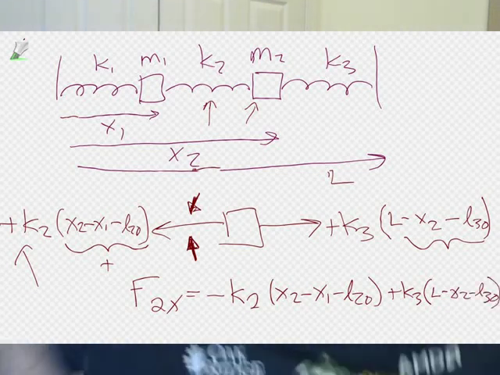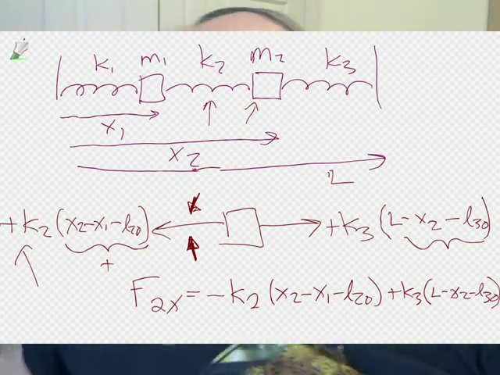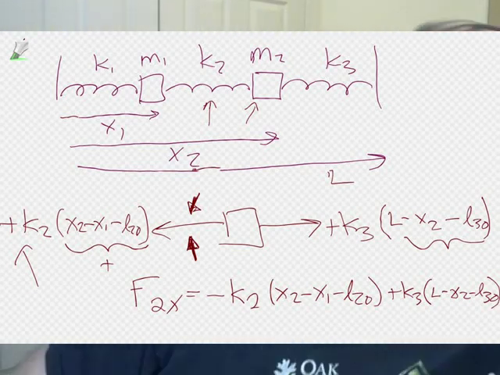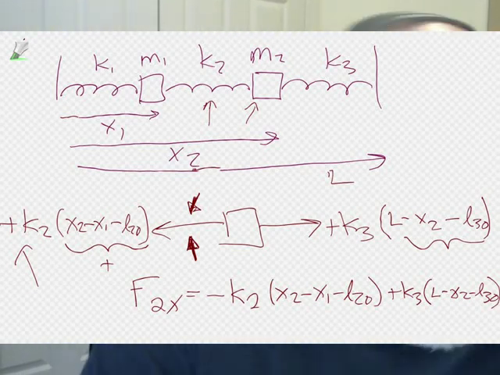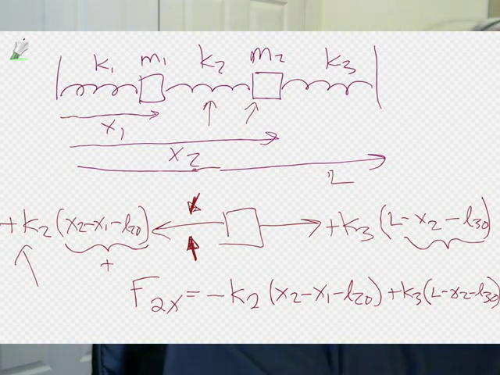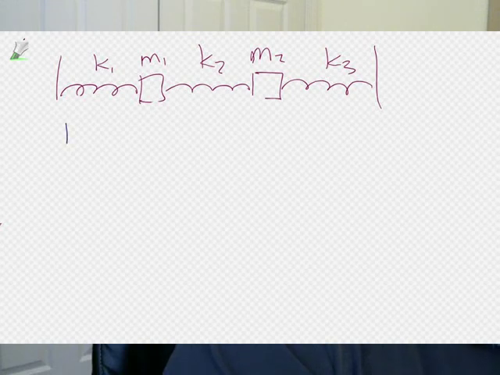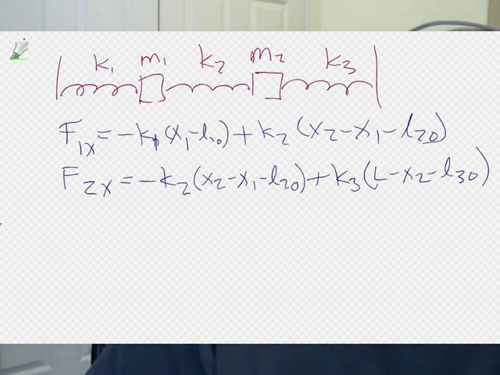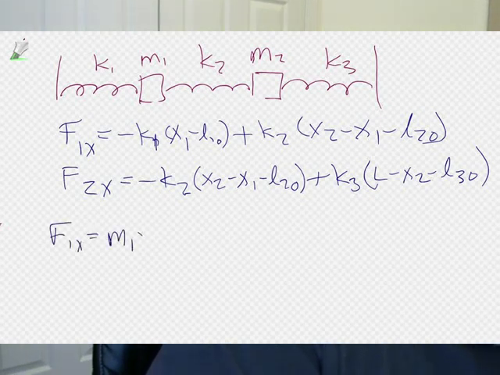Right? So now that I have those two forces, I'm done with my free body diagram. I'm done with coming up with the forces. I want to start thinking about what the equations of motion are. All right, so just to write them down again. Okay, so these are the two force equations I came up with. And then we're going to just say F1x is equal to M1 x1 double dot, right? Newton's laws. And F2x is equal to M2 x2 double dot.